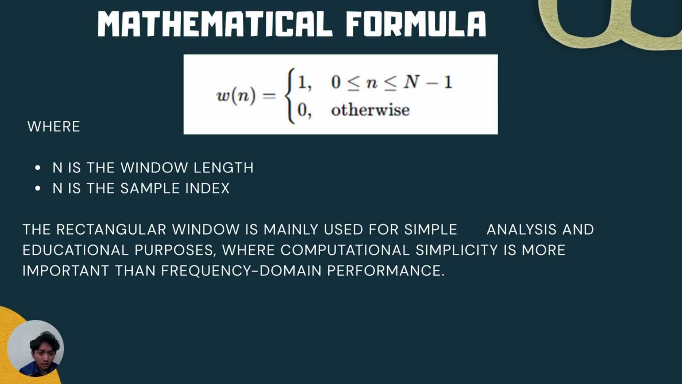This is the mathematical formula for the rectangular window. We have w(n) equals 1 for n from 0 to N minus 1. N is the window length and n is the sample index. The rectangular window is mainly used for simple analysis and algebraic computation, where simplicity is more important than accuracy in the frequency domain.